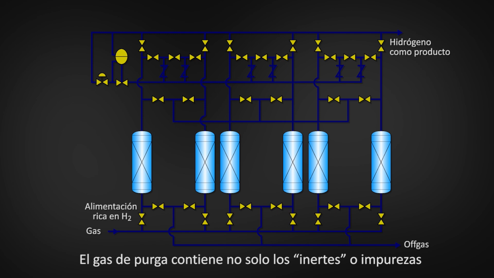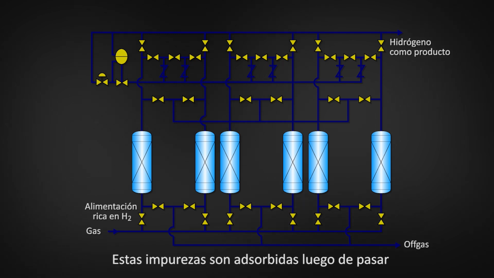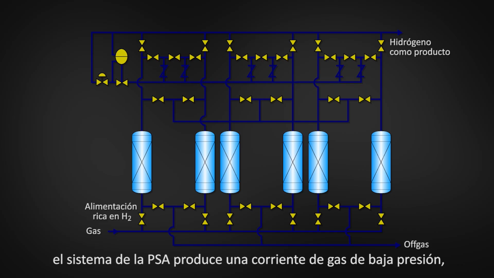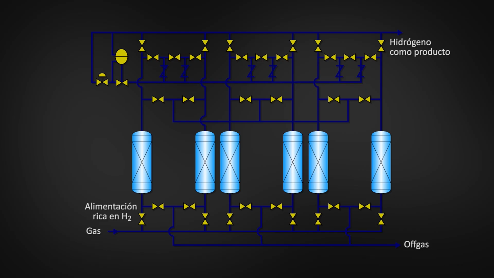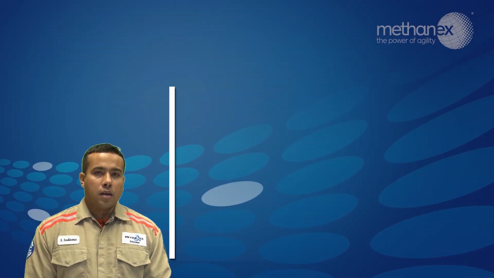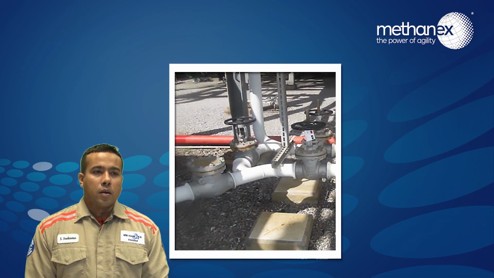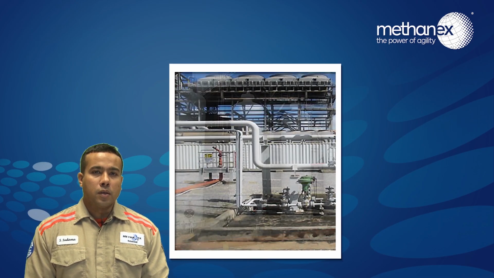The purge gas contains not only the inerts or impurities, but also hydrogen. These impurities are absorbed after passage through the pressure swing absorption unit. Apart from pure hydrogen product, the PSA system produces a low-pressure gas stream, the tail gas, which is used as fuel. The PSA skid, as explained before, consists of valving, hydrogen filter, the feed filter, 6 absorbers, and 1 tail gas drum.